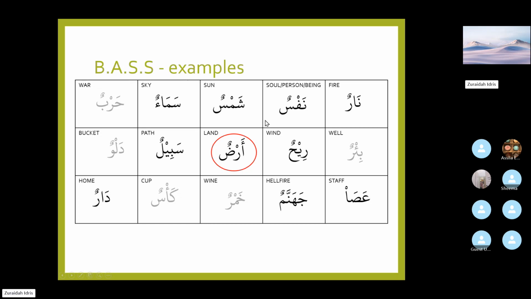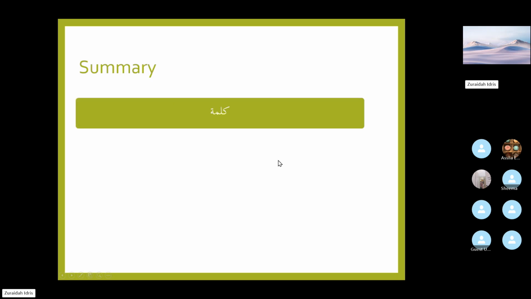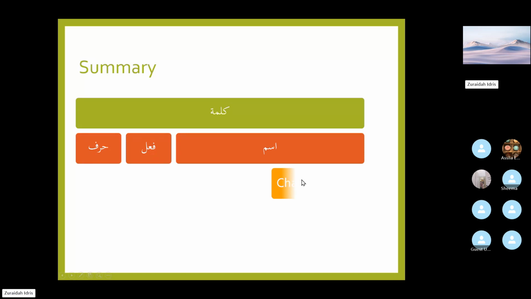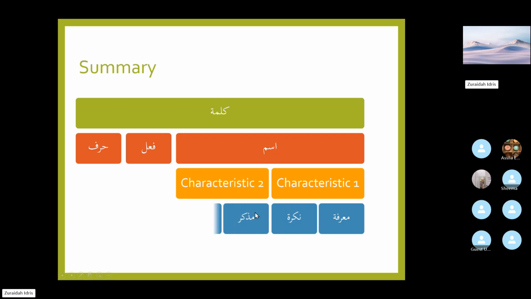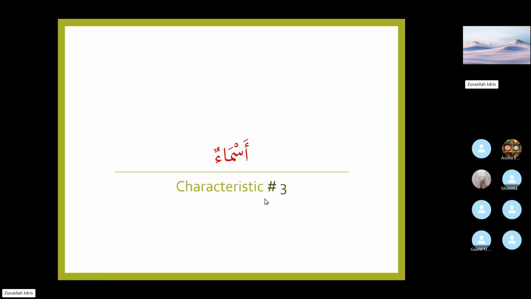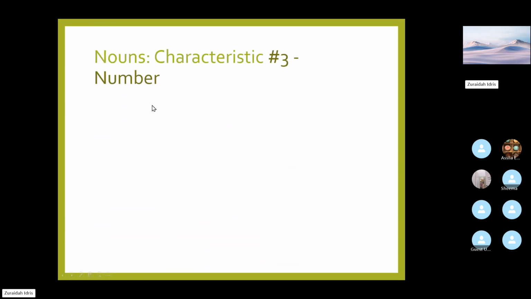Okay, let me recap first and then we'll come back to the tanwin thing. So kalimah: isim, fi'il, harf. Characteristic 1, ma'rifah, nakirah, and then the second one, muzakkar, mu'annas. Now we will go to the third characteristic, and this is number. I need to go to numbers first because then we can address the tanwin thing. So number, what's number? In English, very simple. 1, 2, 3, 4, 5, 6, 7, 8, 9, 10.